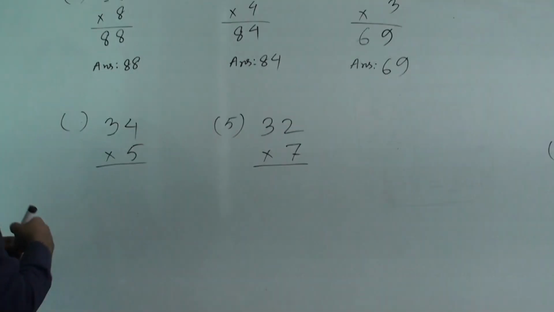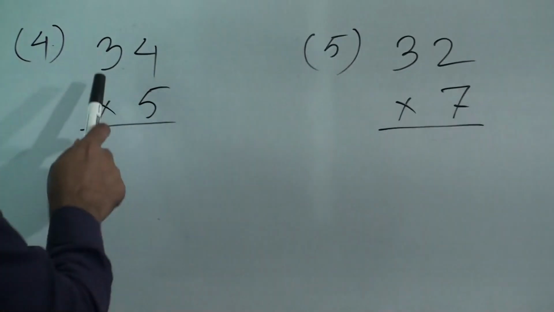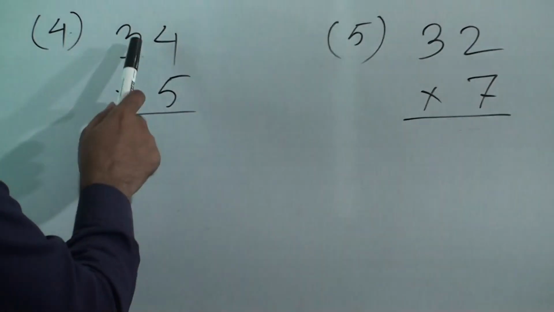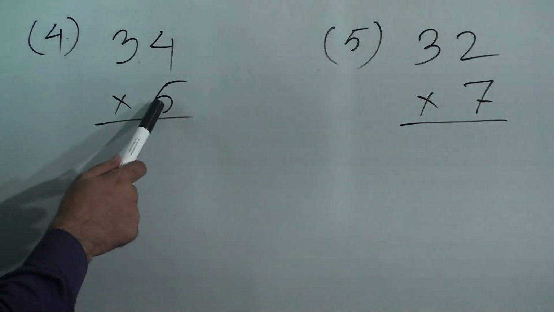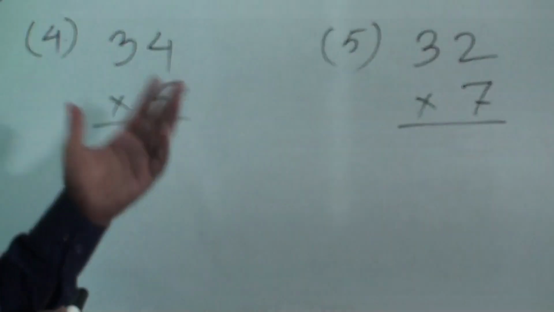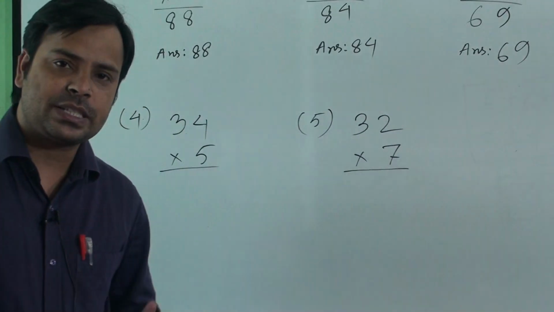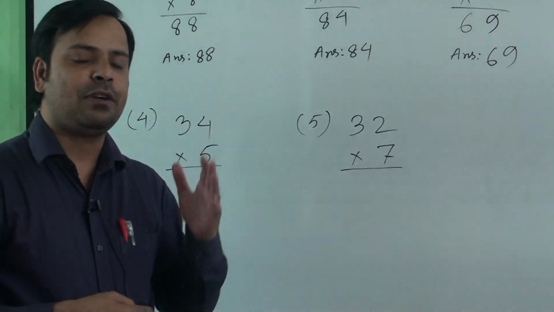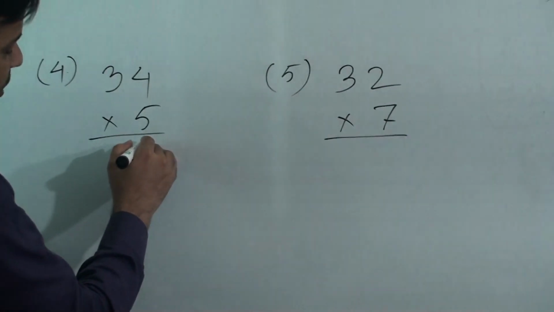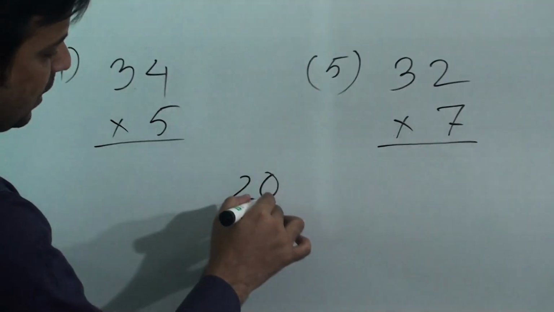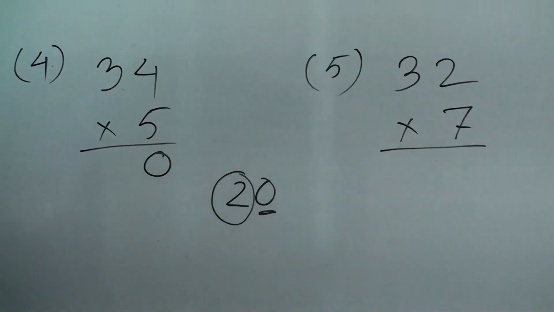Question 4. Now we have to multiply 34 by 5. So at first we have to say the times table of 5 up to 4. 5 zeros are 0, 5 ones are 5, 5 twos are 10, 5 threes are 15, 5 fours are 20. So if we write 20 here, ones place is 0. So write 0. 2 carrying.